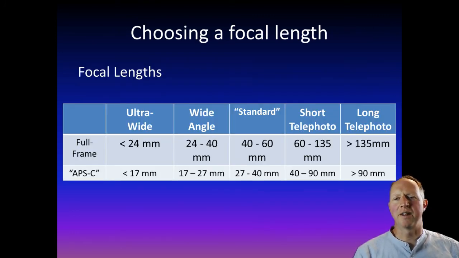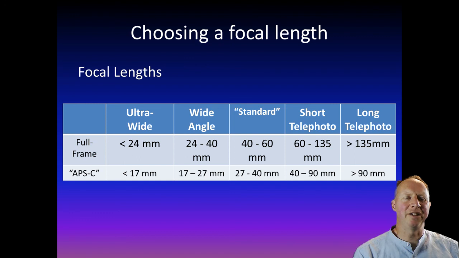So those focal lengths on full frame. Ultra wide means it's capturing what can feel an unnaturally wide field of view. That depends on how you use it. It's going to be less than 24 millimeters. Okay, a general wide angle lens is going to capture a lot, but it's going to look quite natural and undistorted, between 24 and 40 millimeters.